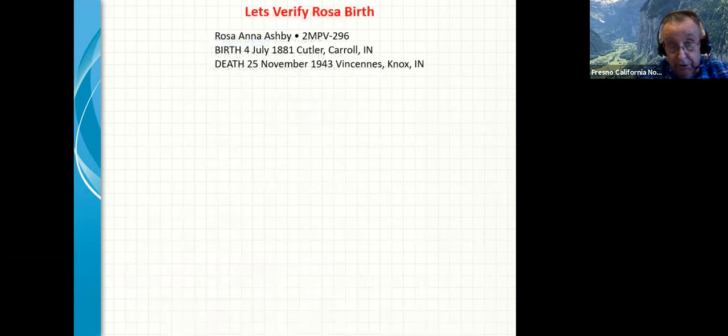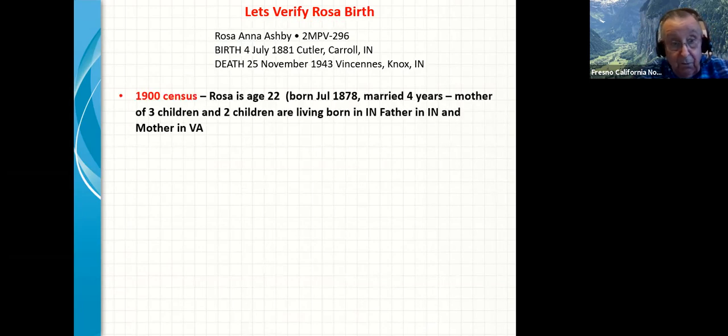So let's start with Rosa and see what we can do. We have full birth and death information on her. We need to verify it and, along the way, see if we can tie her into a family. Well, in the 1900 census, she's married. She says she's 22, which would put her back in July of 1878. And that's the month and year she has on the 1900 census. And it said she'd been married 4 years.